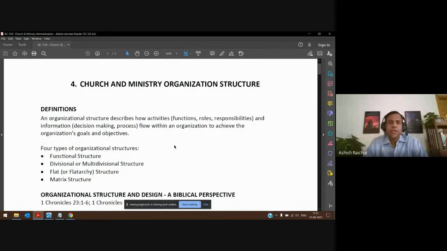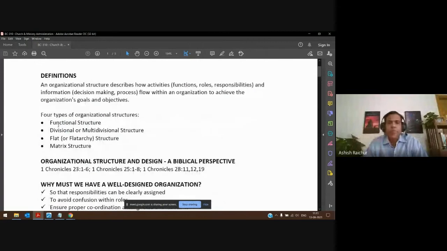So in general, and I'm speaking in general terms, broadly speaking, there are four types of organizational structure. One would be functional structure. That means you're creating a structure that's based on the functions or the roles that people will do, right? So there's admin, there is media, there is IT, there is accounting. Those are functions, and you create a simple structure around those functions. So that's a functional structure.